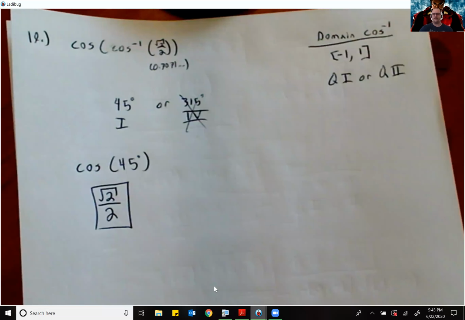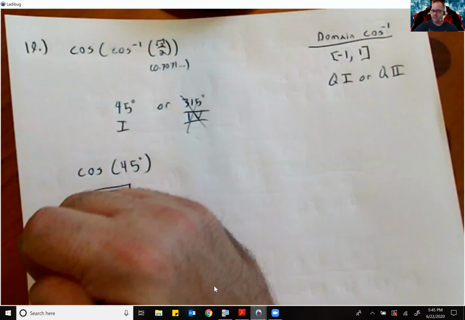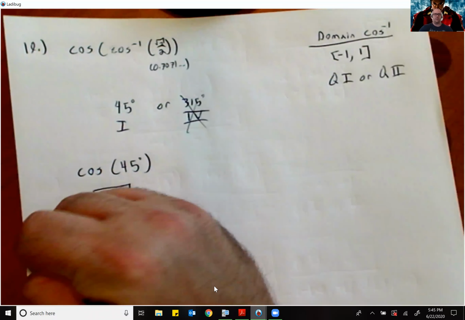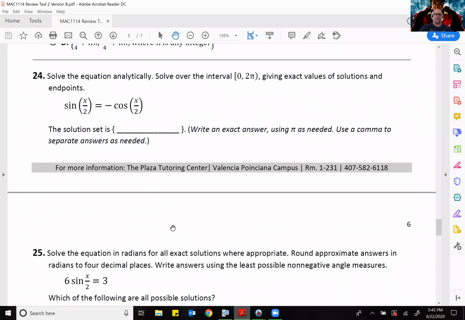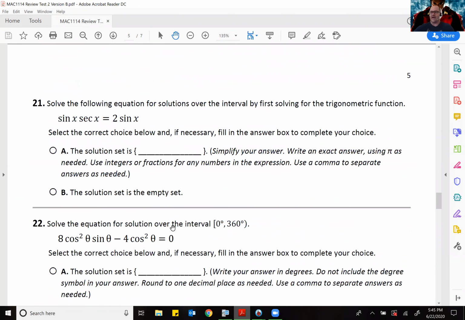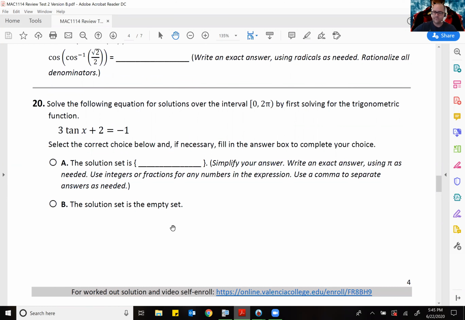Okay? All right, number 20, magic number 20. We are now solving in 21 through 25. This is all about solving, okay? So right now we are in 10.5. So we got 3 tangent x plus 2 equals -1. It also tells us we're on the interval of 0 to 2 pi. So that means our answers need to be in radians, okay?